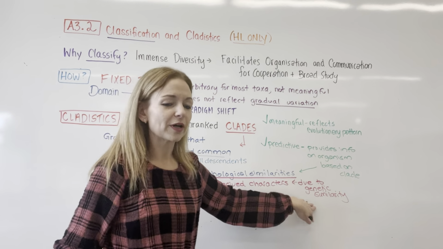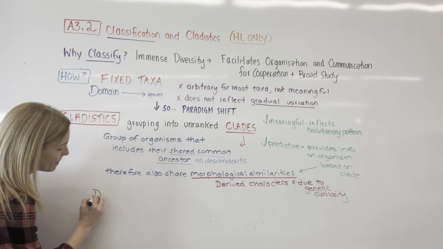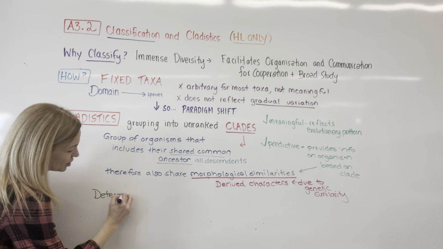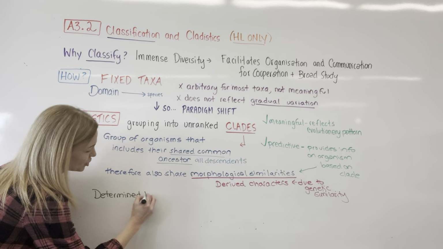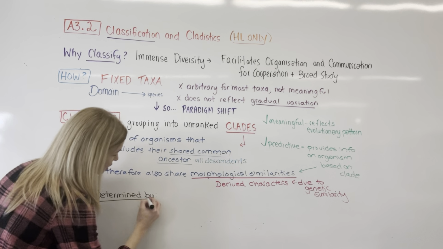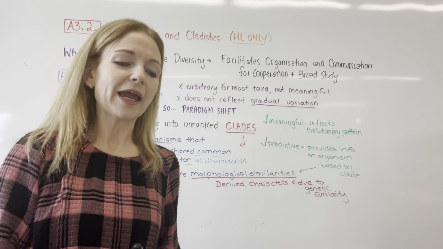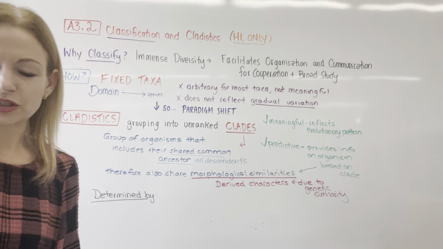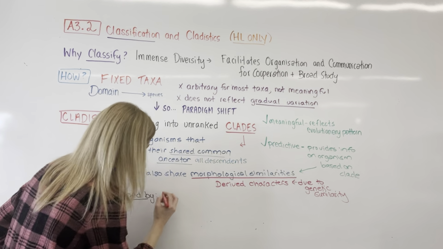If this is what it's due to, then the best way of determining clades is to compare them genetically. So you're going to compare them genetically, by molecular similarity.